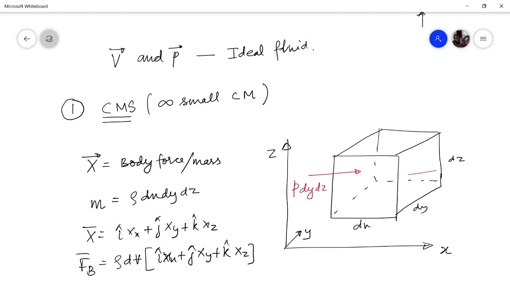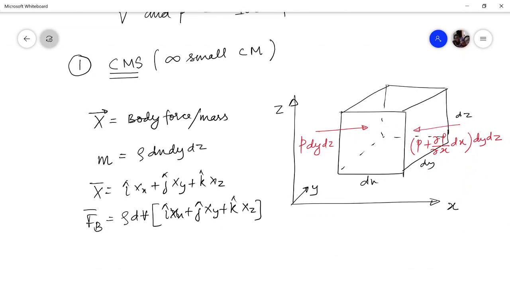Then after a distance of dx, this will be P plus ∂P/∂x dx times dy dz. So the net surface force in the horizontal direction will be equal to P dy dz minus (P plus ∂P/∂x dx) dy dz. So this is the net surface force acting on this fluid element, that is fluid mass, in the horizontal direction.